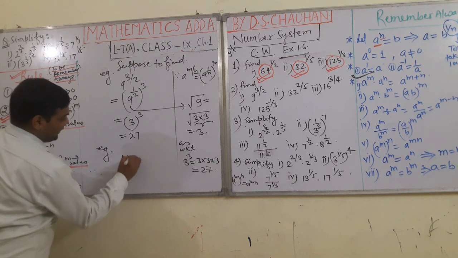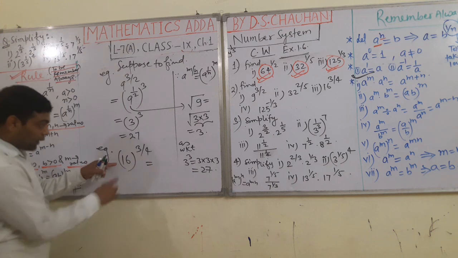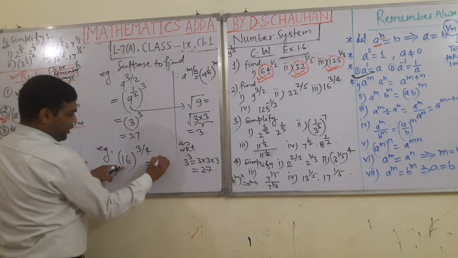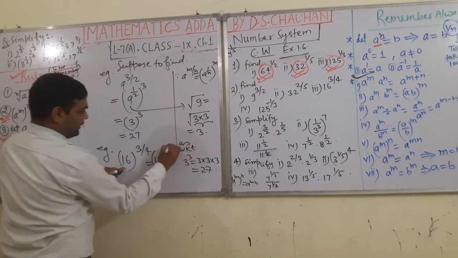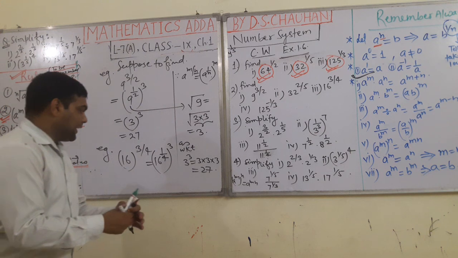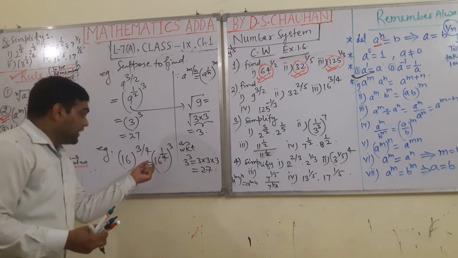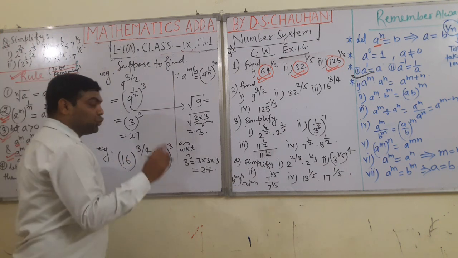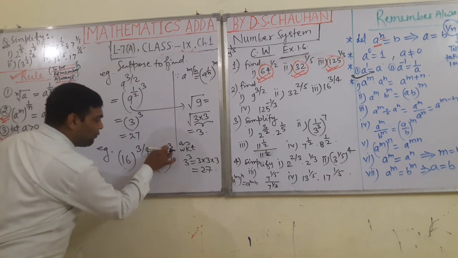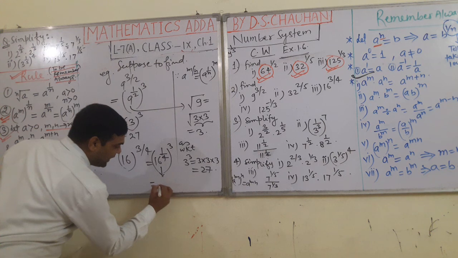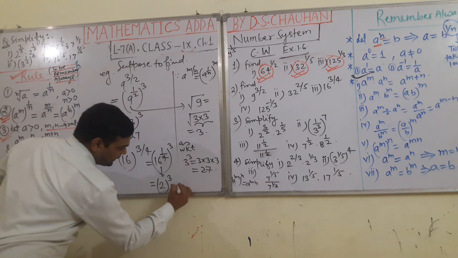Suppose you have to do 16 raised to 3 by 4. See here. With the help of this formula, you can note down 16 to the power 1 by 4 to the power 3. And this tells us take 1 out of 4 identical things. See, 16 can be written as 2 to the power 4. So 16 to the power 1 by 4 gives you the result 2. And the power 3 remains, this is 2 cube, it is 8.